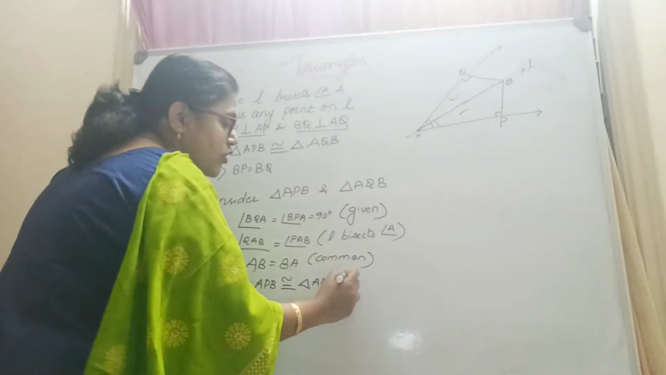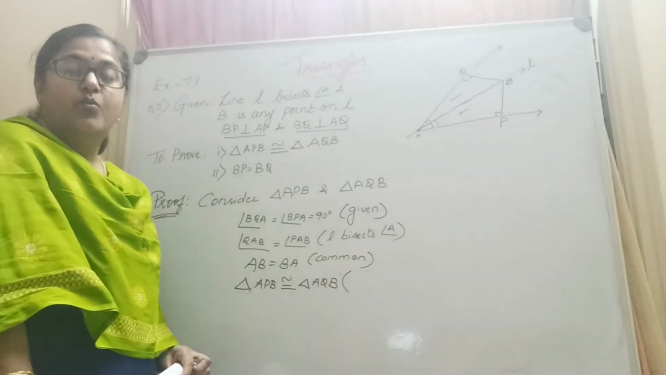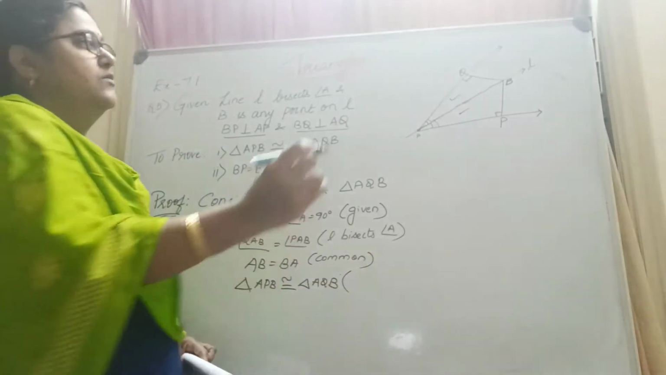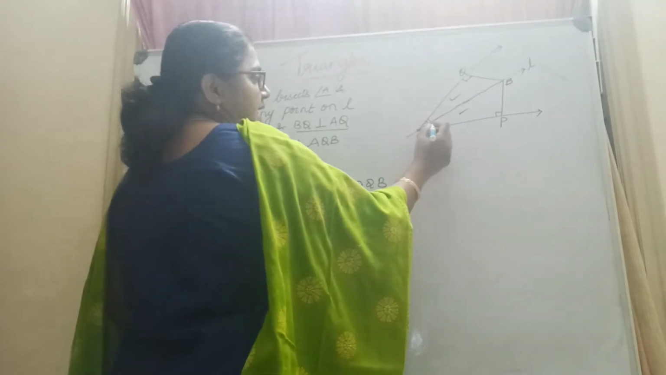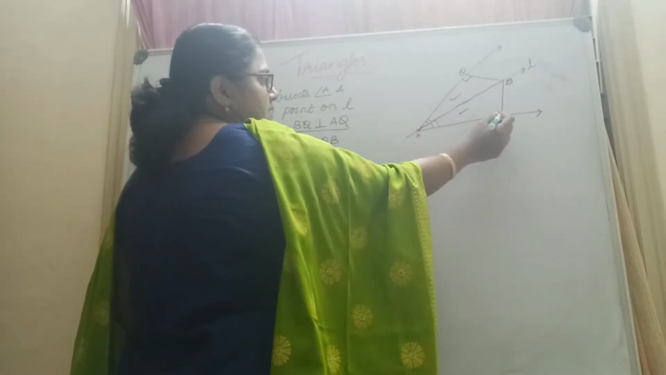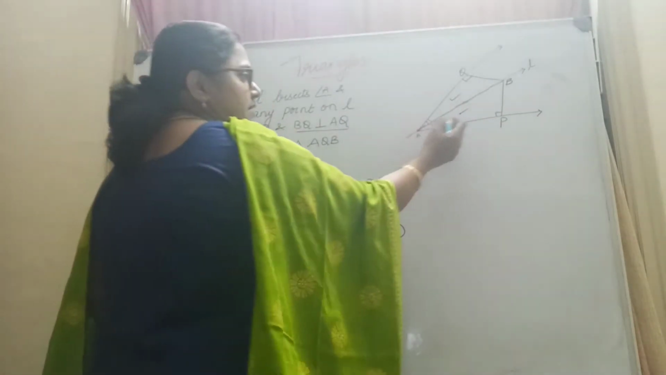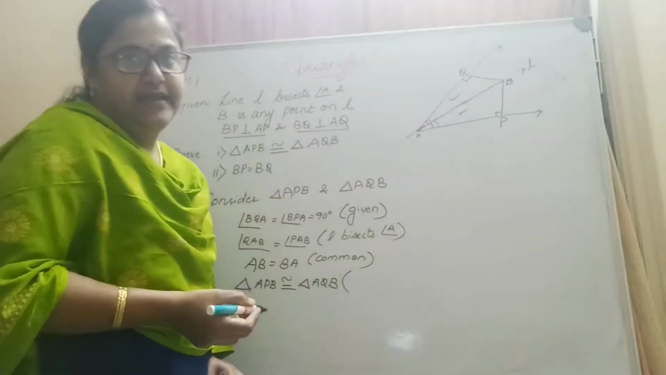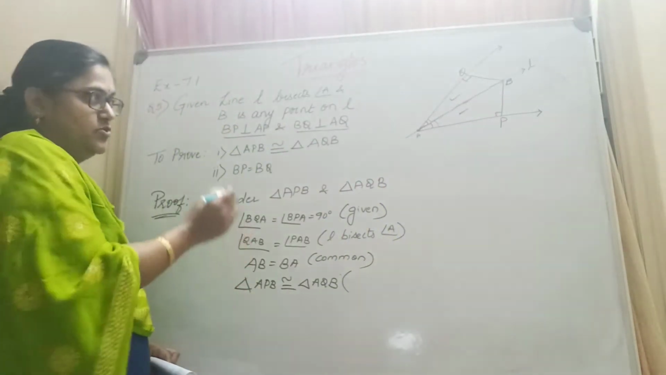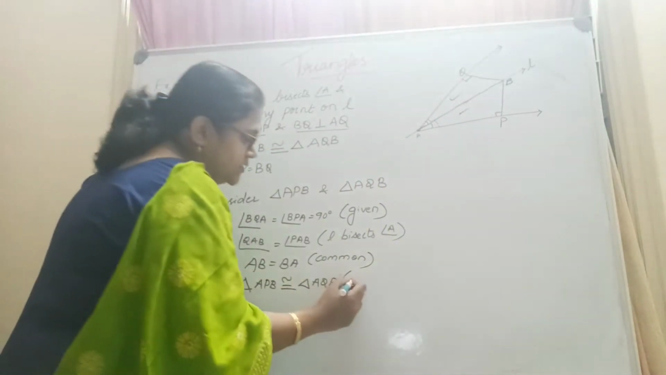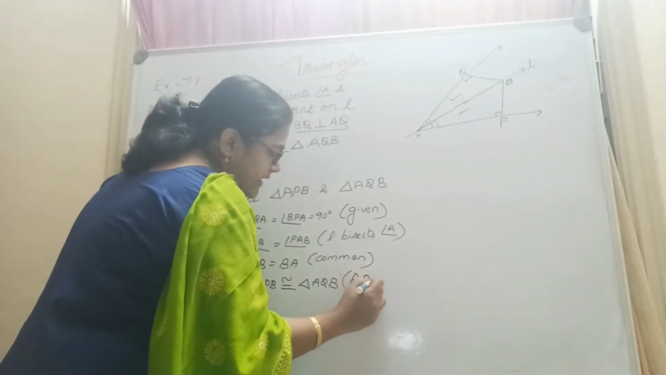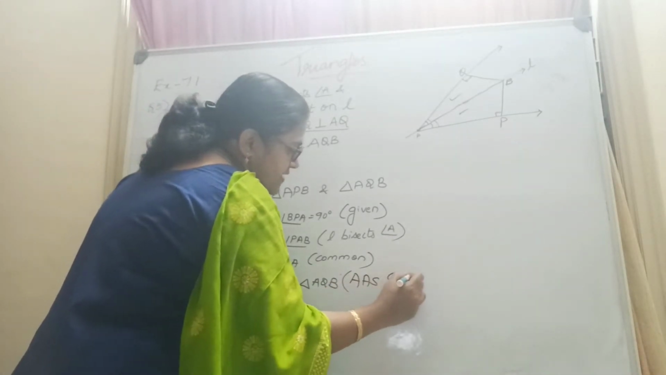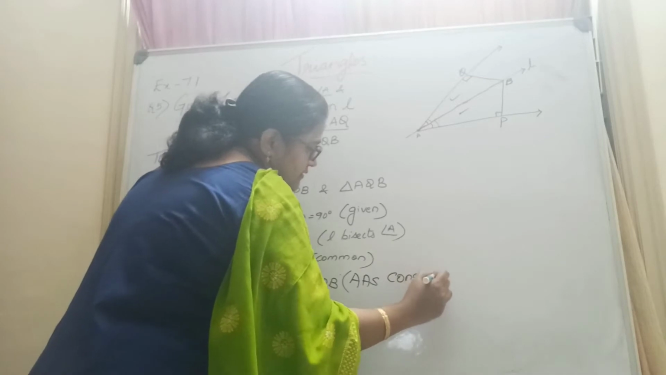Now I have to write the congruence rule, right? What is the congruence rule? What have we used? Angle, angle, side. Two angles and one side I have used to prove that the two triangles are congruent. So, AAS congruence rule.